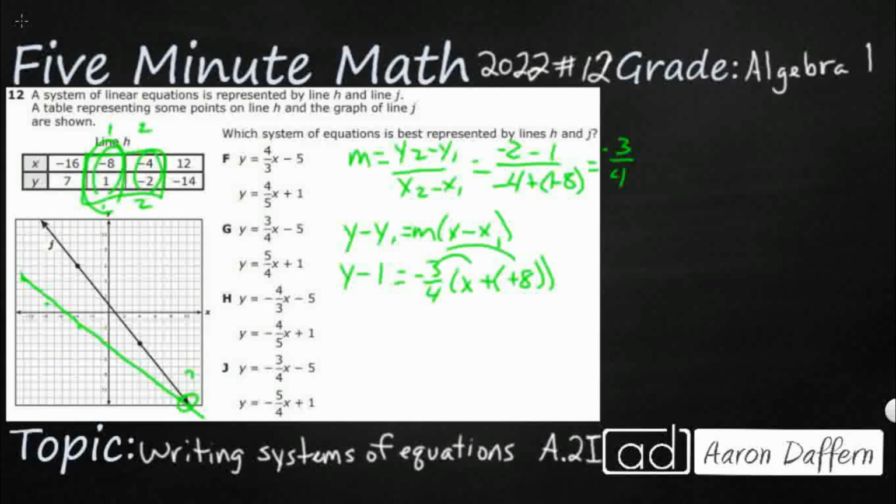So we'll distribute this out. y minus 1 equals -3/4 x. These two positives with that negative make it negative, and that's going to end up being 24 over 4, that's -6. So just add 1 to both sides. y equals -3/4 x minus 5.